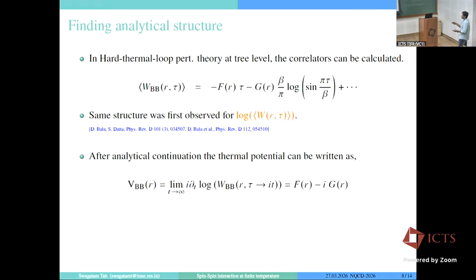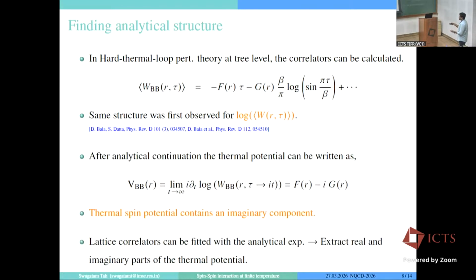take this partial derivative and take that limit, we will get this f_r minus iota times g_r. So this spin potential is also getting a real part and an imaginary part. The thermal spin potential will get an imaginary component. So now we have an analytical expression.